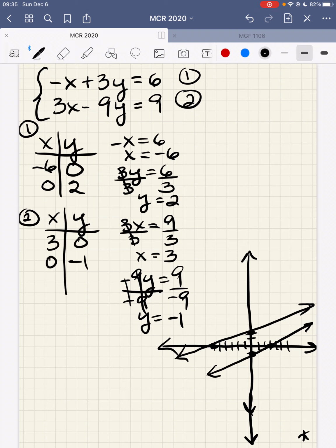And these lines appear to be parallel. In fact, they are. It just doesn't look so like it according to my drawing. So these lines are parallel. When they're parallel lines, there's no solution.